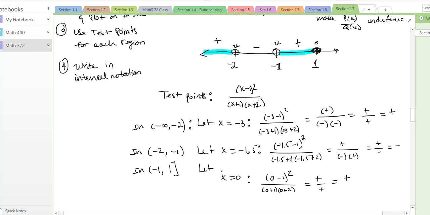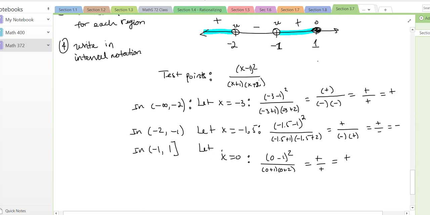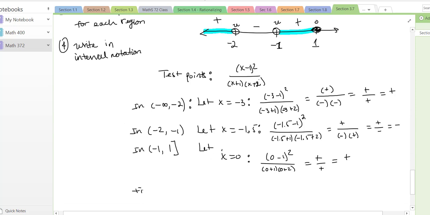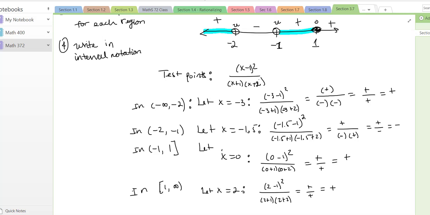And then the last region is 1 to infinity, including 1. What can we pick? Let x be 2 works, and all you need is a representative in there, so it doesn't matter what you pick as long as it comes from that region. So when x is 2, I'm going to have 2 minus 1 squared over 2 plus 1 and 2 plus 2. And again, everything is positive, so I get positive. So do I want that? Yes. So we will shade it.